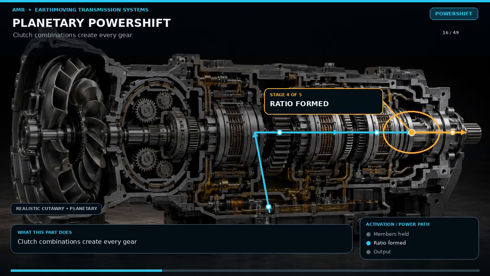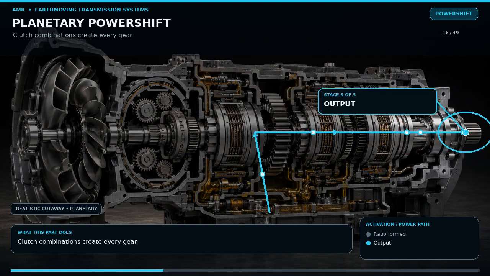Planetary units are compact, strong, and well-suited to high torque. They also hide the power path inside nested components, so a clutch application chart is essential. Never guess which clutch should be pressurized. Use the model-specific chart, hydraulic schematic, and pressure taps.